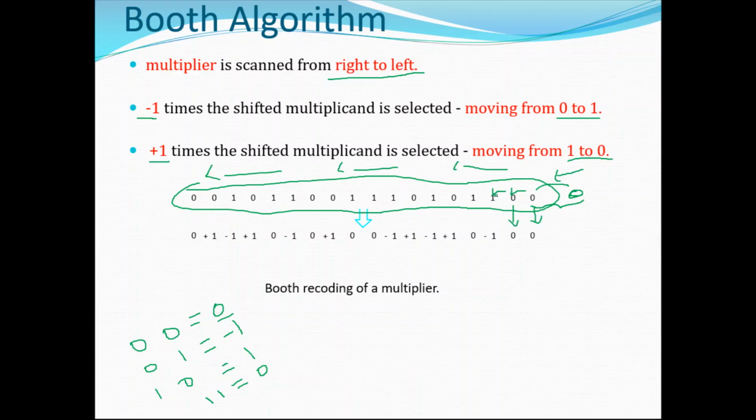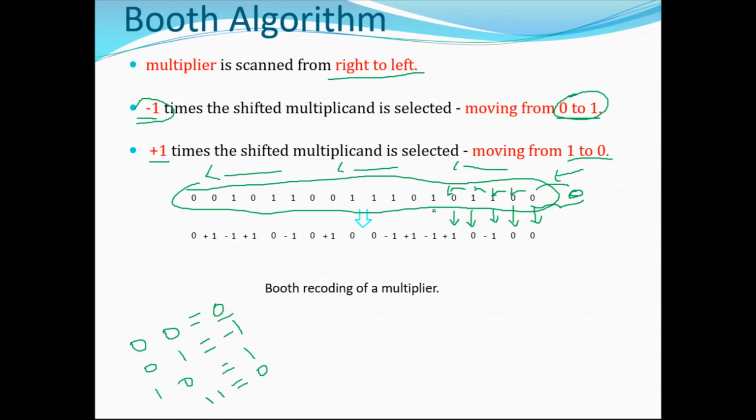0 1. If it is 0 1, what should you do? It will be minus 1, so this becomes minus 1. Next, 1 1. If it is 1 1, it should be 0, so this bit becomes 0. Next, 1 0. Whenever it is 1 0, it is 1. So this is 1 0, so this becomes 1.